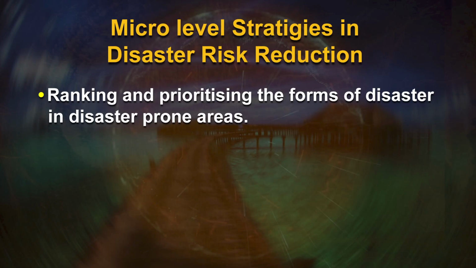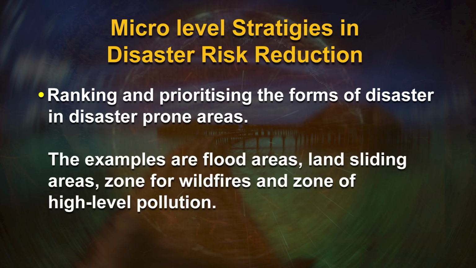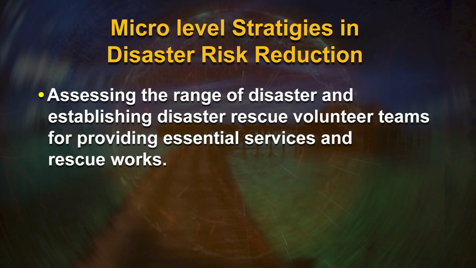Some micro level strategies are illustrated here. Ranking and prioritizing the forms of disaster in disaster prone areas. The examples are flood areas, landsliding areas, zones for wildfires and zones of high level pollution. Assessing the range of disaster and establishing disaster rescue volunteer teams for providing essential services and rescue works.